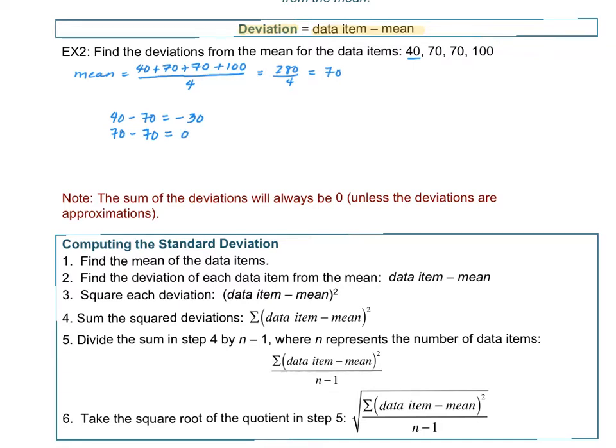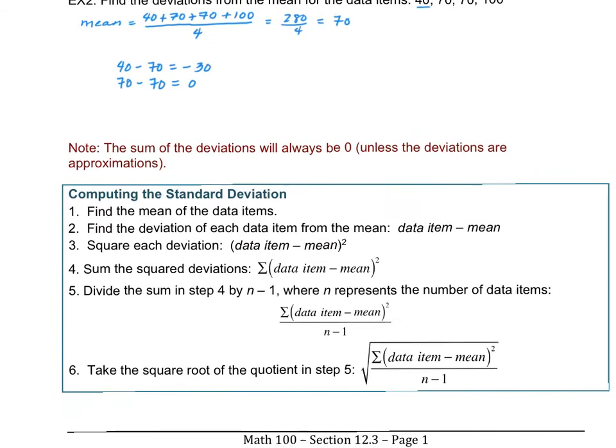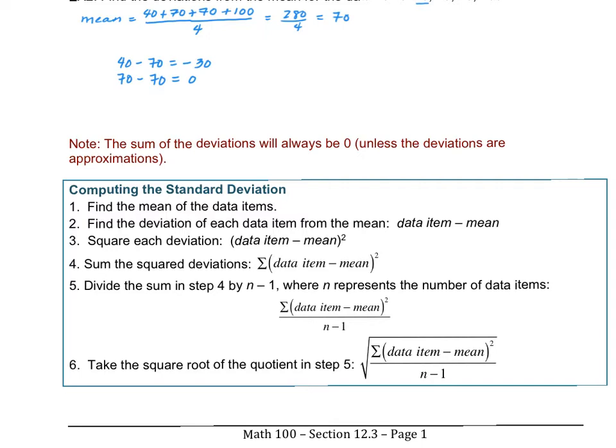So remember what I was saying. We're looking at a deviation from the mean, kind of like a distance from the mean. Well, if the deviation is 0, that means our data item is the mean, which is true in this case. So I have the other 70. I don't really have to do this one because I've already done it in a previous step. But then the last one would be the data item of 100 minus the mean of 70 gives me a positive 30.